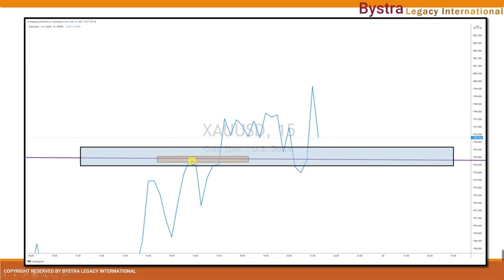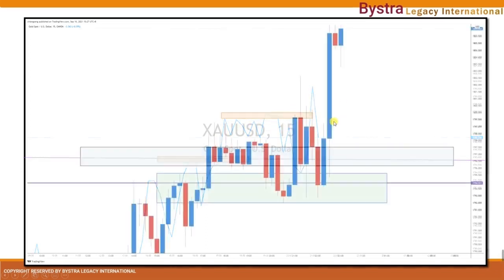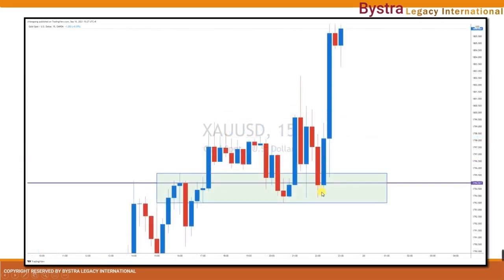So the first resistance, the R1, second resistance here. Okay, so here we can see that there are multiple resistances. So it's okay, just take any of these, the topmost one, and mark it as your resistance. So it broke this resistance, it broke all of these resistances, and then came back down, took our order and continued on the uptrend. Okay, so you get the buy order very well.